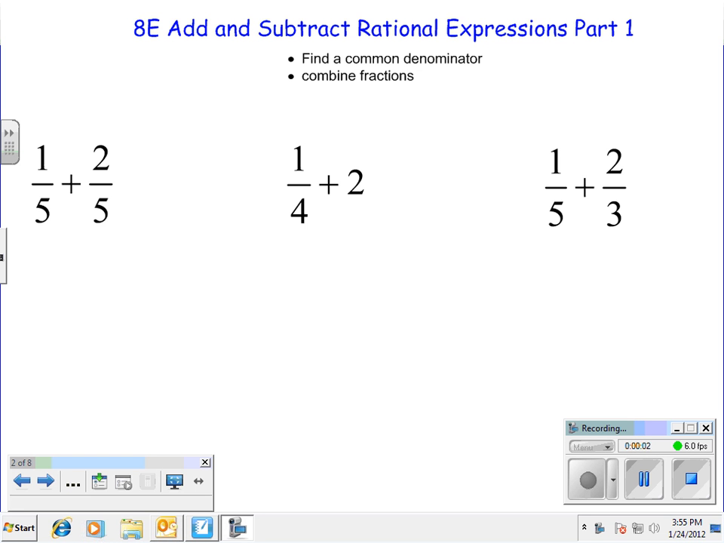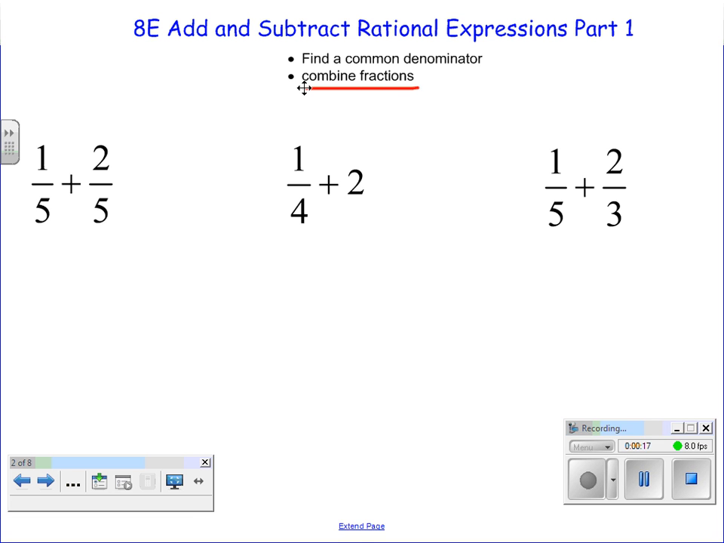Okay, in this lesson in Chapter 8, we're going to talk about adding and subtracting rational expressions. Again, this is part 1 of 2. First thing we have to realize is that we want a common denominator, so we can combine fractions, and a lot of times what we refer to is the lowest common denominator. Okay, so those are two things here.